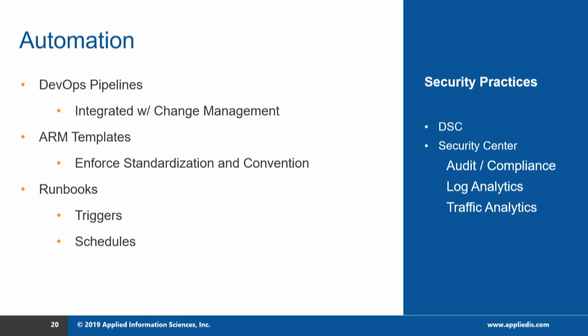Automation. Some of the governance items, and Jerry had already hit on the number here, but change management. Integrating your DevOps pipelines with change management, getting those reviews, successful builds, and the approvals, right? ARM templates, enforcing that standardization and naming convention, and then utilizing runbooks, right? As part of that automated governance plan, we can use runbooks as a proactive measure to trigger some proactive action, to do something on schedule, or just to alert me.